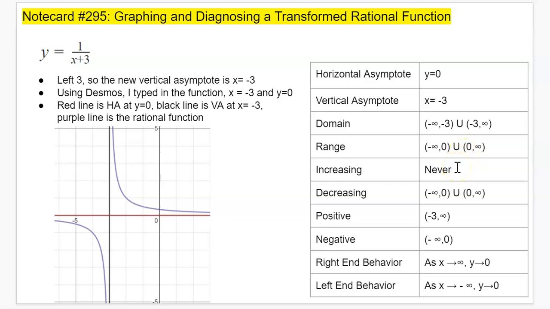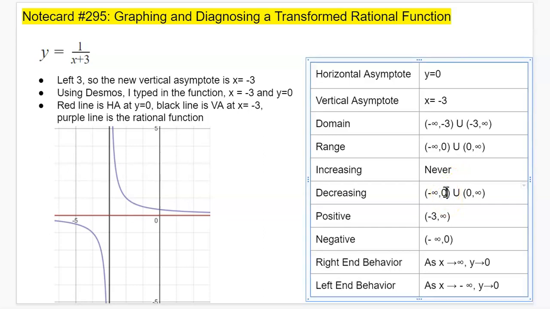Increasing, this one never does, it's not a reflection. Decreasing, it's decreasing on the entire domain. Oh, I need to fix that, right? Because I copied and pasted. So decreasing, I'm decreasing on the entire domain, so I just need to copy this and put it here. All right. And why? Because I'm decreasing from negative infinity up to that asymptote, and that asymptote is negative 3. And then I start again just on the right of negative 3, so negative 3 to infinity.